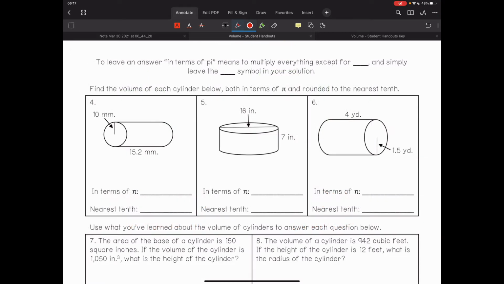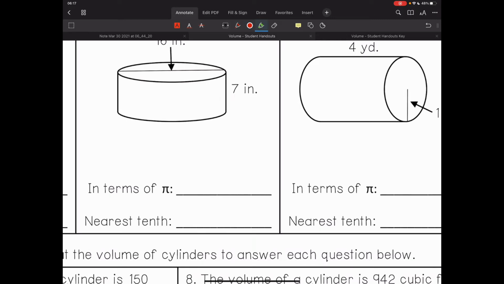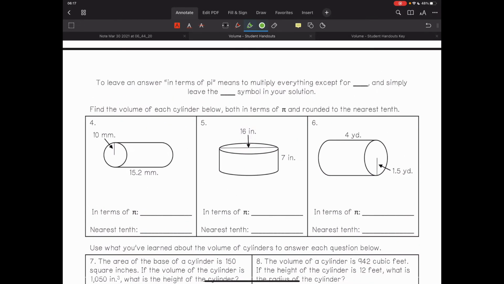So earlier in the video, I said we would use 3.14 if we're told to use 3.14, and we would keep the pi symbol if we're not told to use 3.14. When we keep the pi symbol, that's usually referred to as "in terms of pi." What that means is that we're going to multiply everything together except for the pi symbol, and we're just going to leave that pi symbol in our answer.